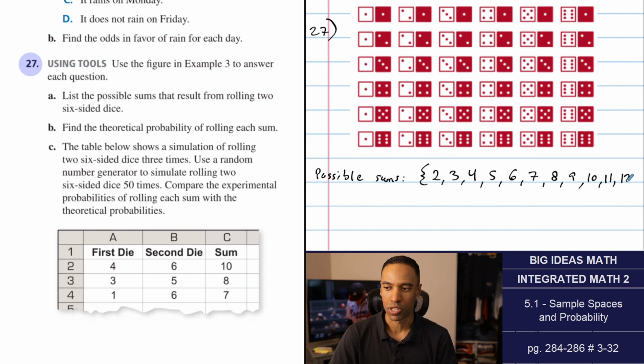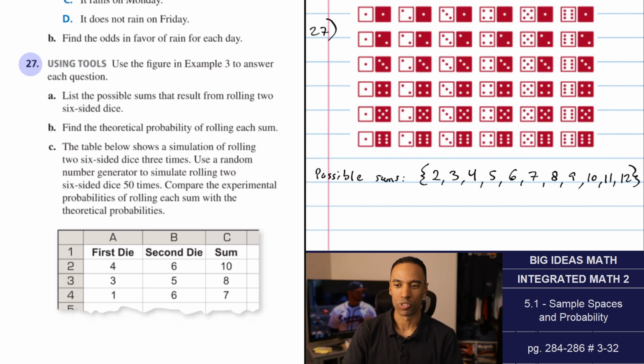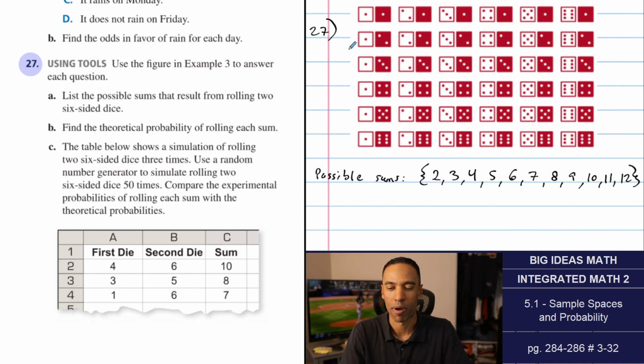Again, I'm not saying those are the only ways you can get them. I'm saying these are possible to get. These are sums that are possible from any which way. So those are the possible sums. I guess that is part A.